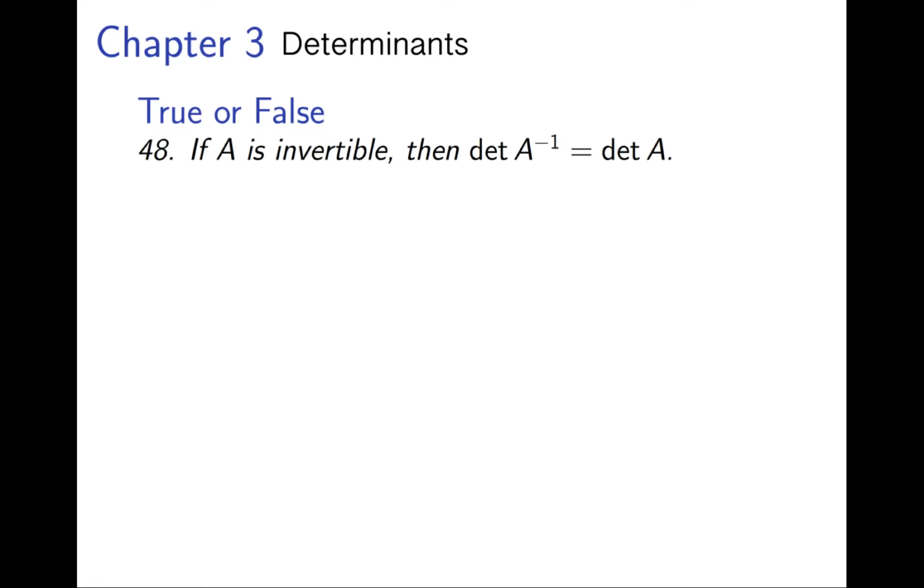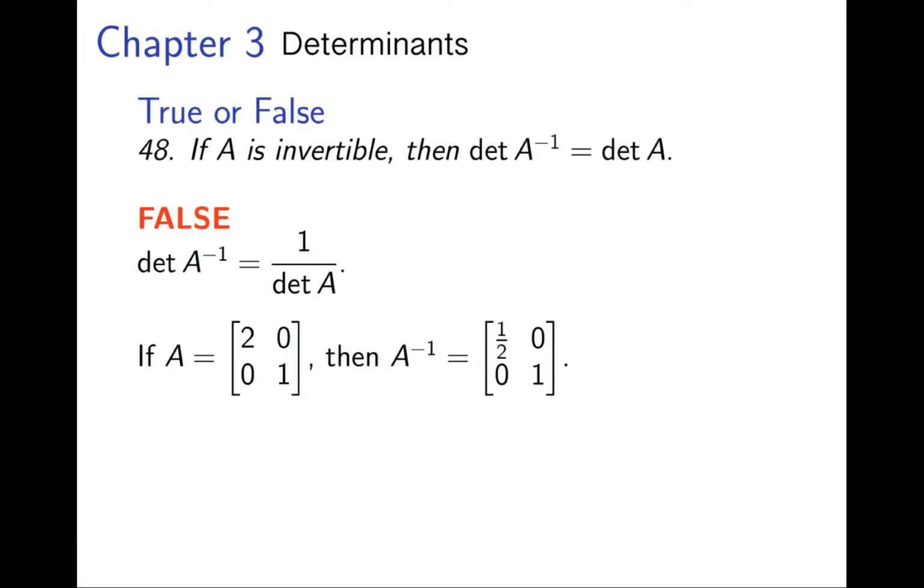Number 48. If A is invertible, then the determinant of A inverse is equal to the determinant of A. Well, let's take a look. It's false. In general, the determinant of A inverse is equal to 1 over the determinant of A. And just to see that from an example, if A is the matrix 2, 0, 0, 1, then A inverse is 1/2, 0, 0, 1. The determinant of A is 2, and the determinant of A inverse is 1/2. So they're not the same.